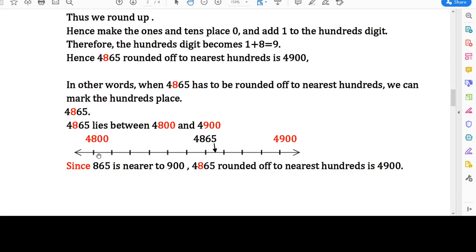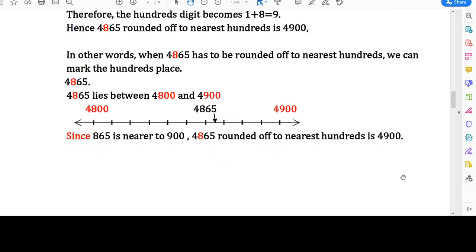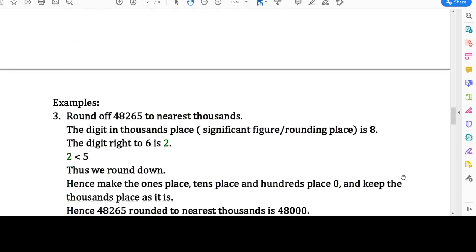Now check. Is this number nearer to 4800 or nearer to 4900? Clearly it is nearer to 4900. So when 865 is nearer to 900, we round 4865 off. When rounded off to nearest 100, it becomes 4900. Let us see a few more examples to clear the concepts.